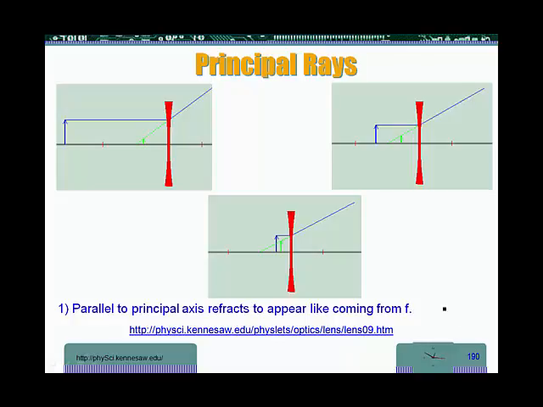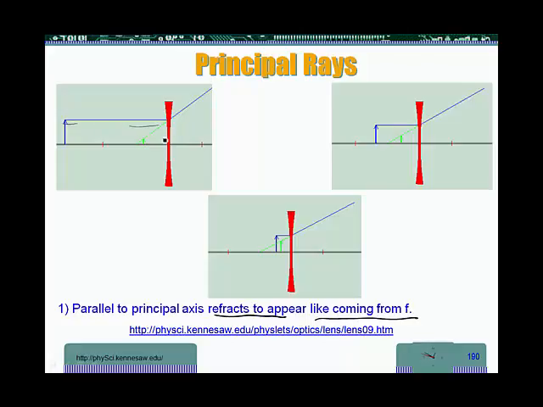Let's discuss the principal rays for a diverging or double concave lens. Again, the assumption here is that it's a thin lens and that the rays are very close to the principal axis. We start, like in the previous case for the converging lenses, with the ray that is parallel to the principal axis. Now, that light beam, as it refracts, appears to be coming from the focal point.